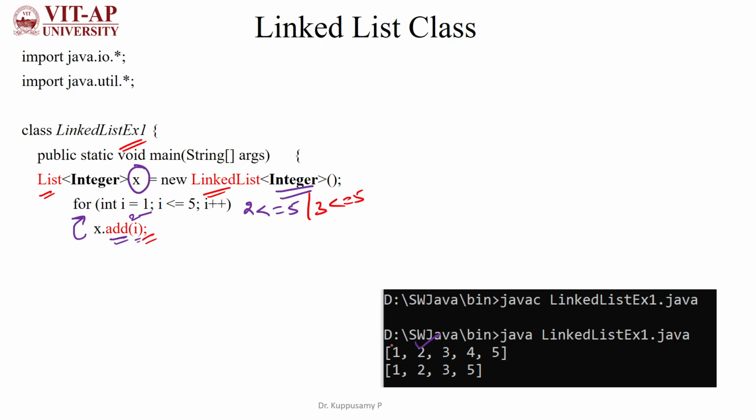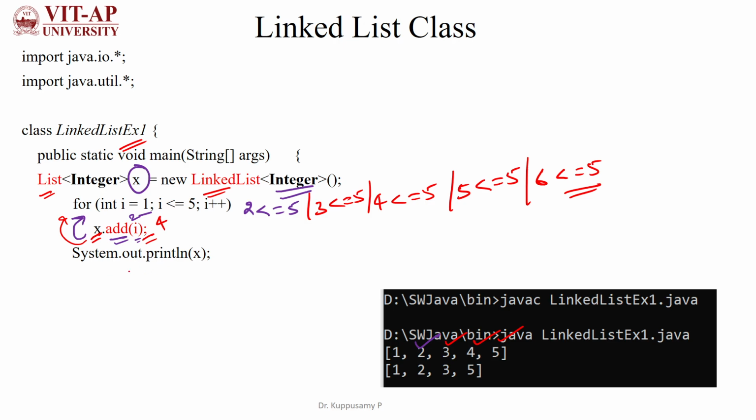So again 3 is added, then 4 less than or equal to 5, so 4 is added into the variable x, then 5 less than or equal to 5, which is also true, so 5 is also added. Then I is incremented, 6 less than or equal to 5 is false, so it will come out of the for loop. The for loop has a single statement, then it displays all the elements, so here it displays all these 5 elements.